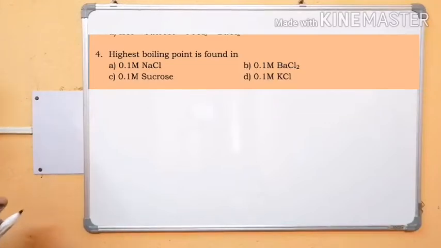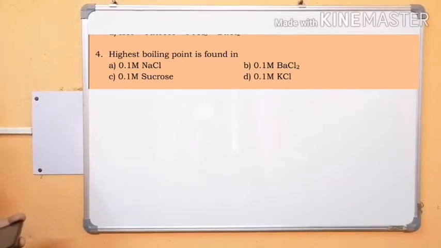The fourth question: highest boiling point is found in 0.1 molar sodium chloride, 0.1 molar barium chloride, 0.1 molar sucrose, 0.1 molar potassium chloride. Since the concentration of all the solutions is in molarity, the only thing we have to check is the i value. So you can do this yourself and send the answer in the comment section. So we will move on to the next question, that is the fifth one.